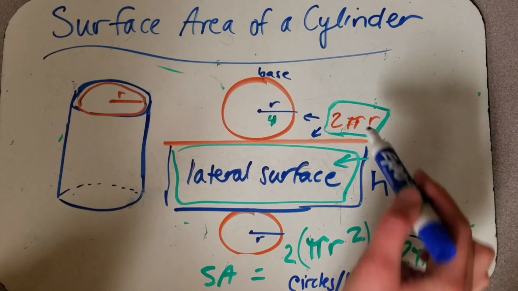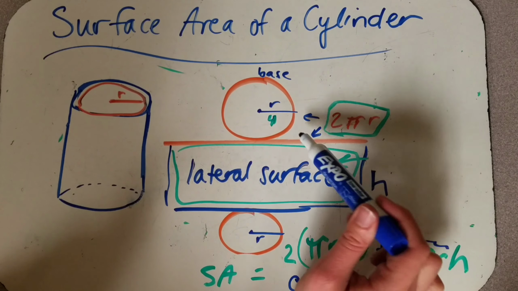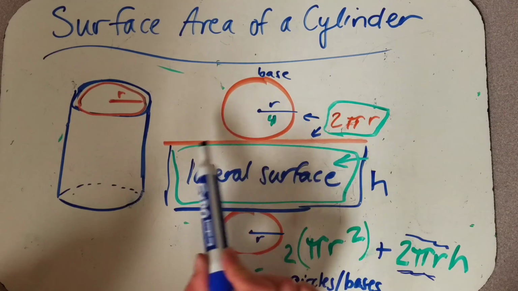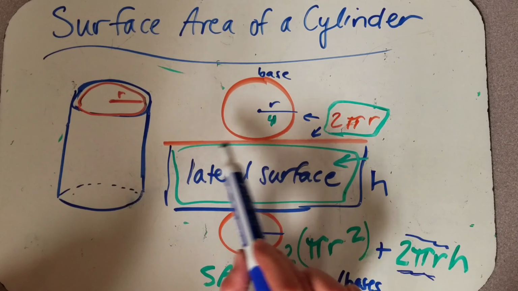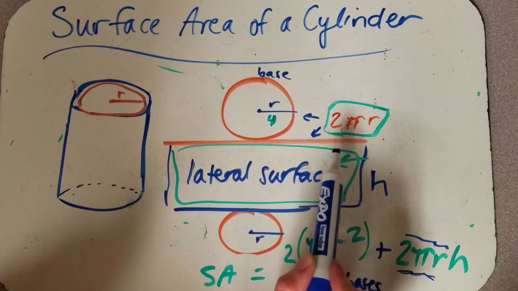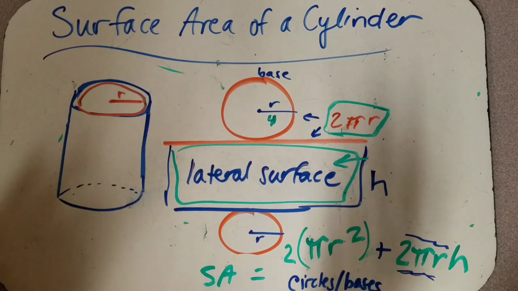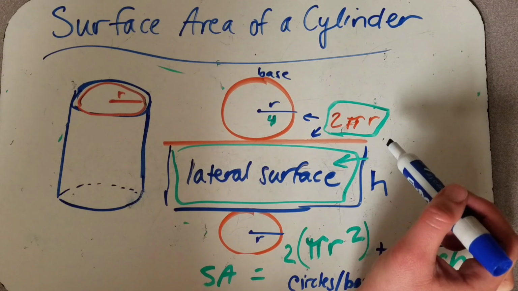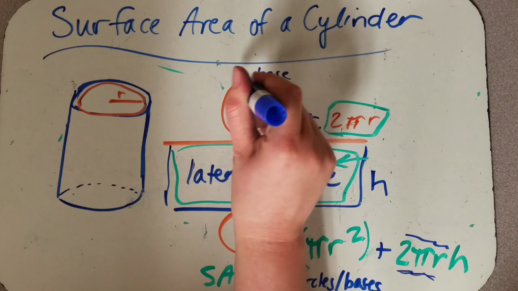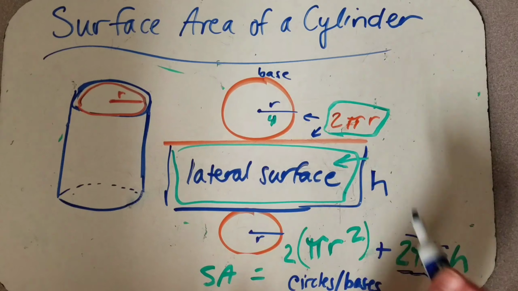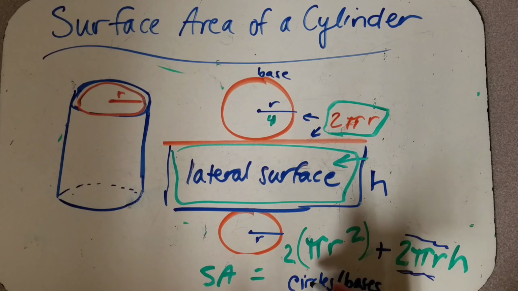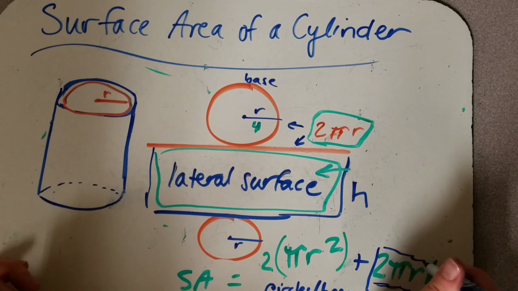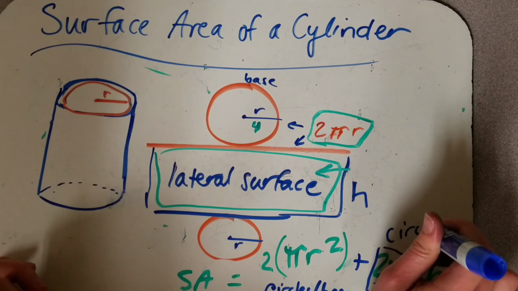2 pi r. So see how up here in my drawing, 2 pi r, it relates to this kind of circular section, right? Because that's where like the edge of the lateral surface is. And so 2 pi r, that's figuring out the circumference, right? Because we want to know the circumference of the base. So all we're pretty much figuring out is the area of the circles, right? And then we're figuring out this part right here, which is the circumference.